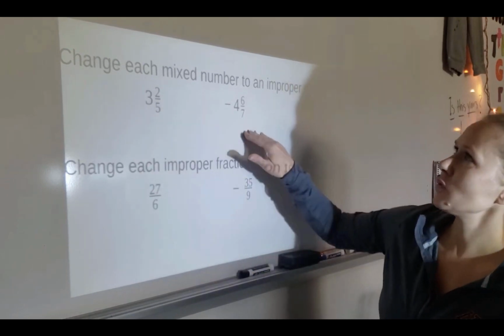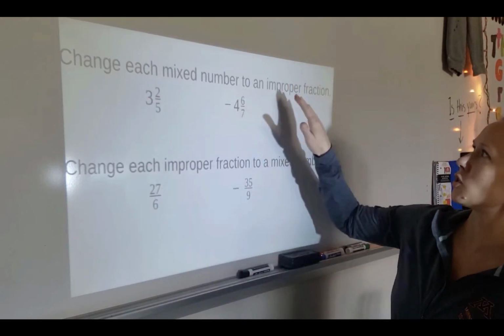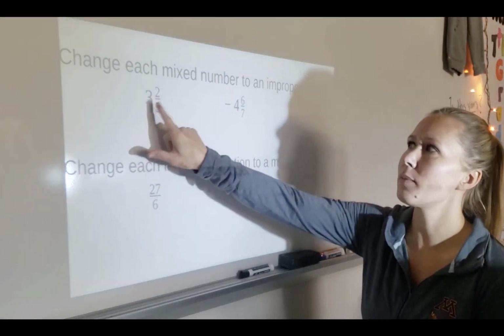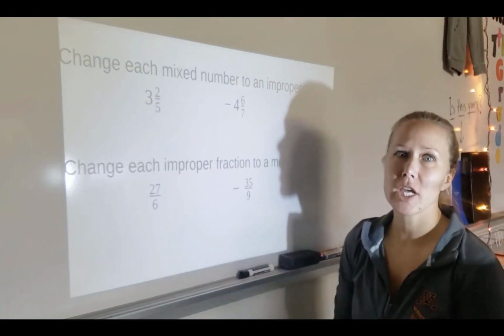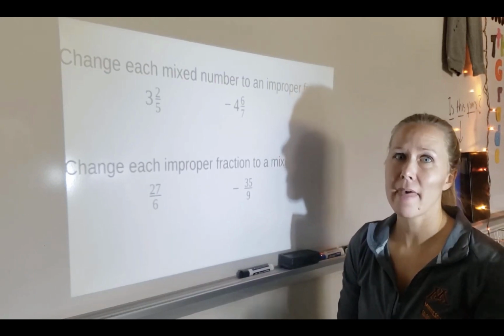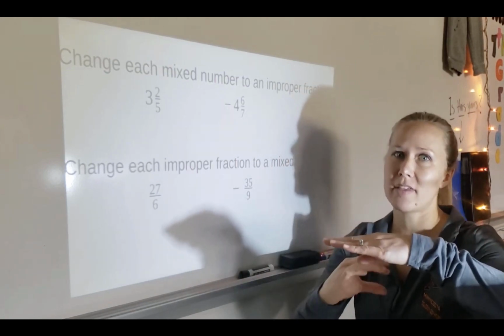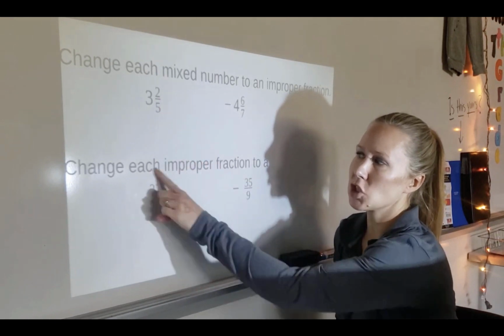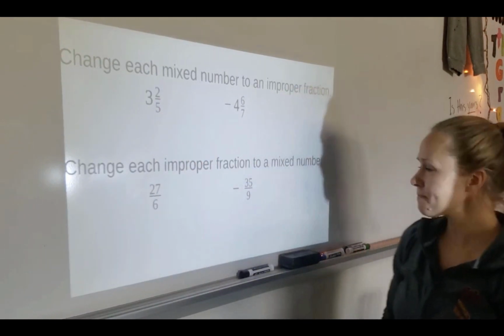For the top 2, it says change each mixed number to an improper fraction. So this is a mixed number because it has a whole number and it has a fraction. We're going to change it to an improper fraction. That means the numerator is bigger than the denominator, like this one. We want to take this and rewrite it to look something like that, okay?